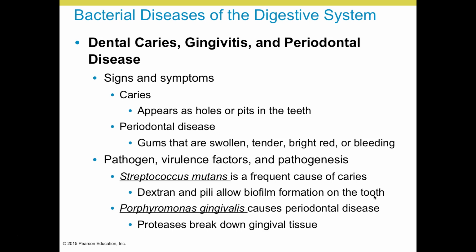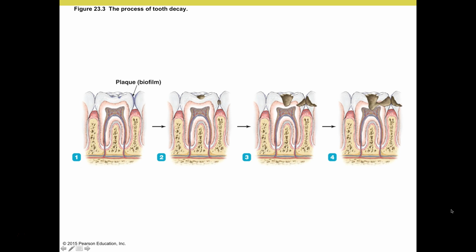Also, you have Porphyromonas gingivalis, which causes periodontal disease, and that's because they have an enzyme known as protease, which breaks down the proteins in your gingival tissue. And this is the process of tooth decay. As you can see, here's where this biofilm forms. I don't know if you remember, but biofilms are when you congregate different bacterial colonies and they interact with one another to produce channels of nutrition.